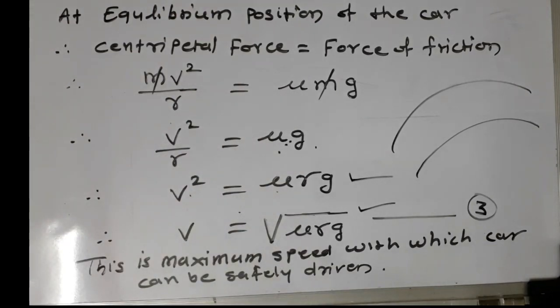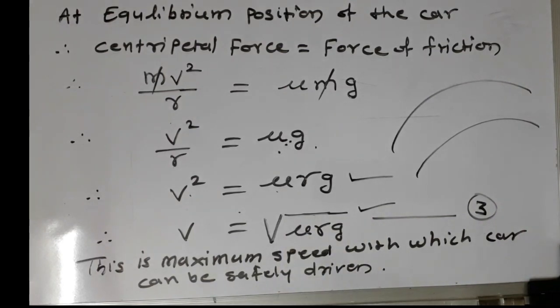This is nothing but the banking of the road, and it is very necessary. But when the car is moving along the horizontal curved road surface, you should expect this one mark question: what is the banking of road? Or, what is the maximum speed with which the car can be safely driven? You should write this formula: v is equal to under root mu r g, where mu is the coefficient of friction between them, r is the radius, and g is the acceleration due to gravity.